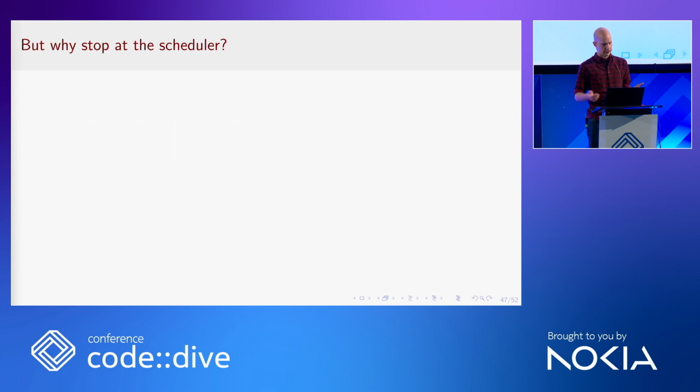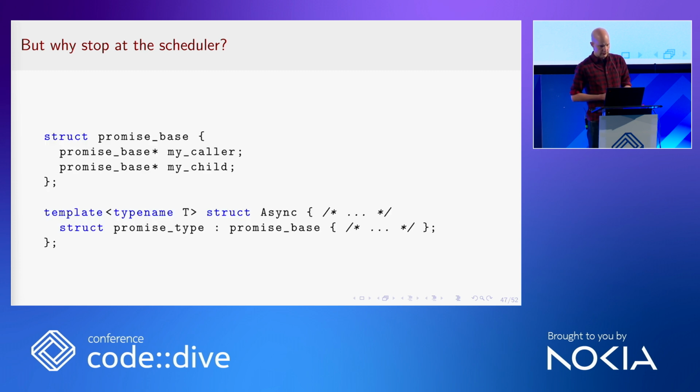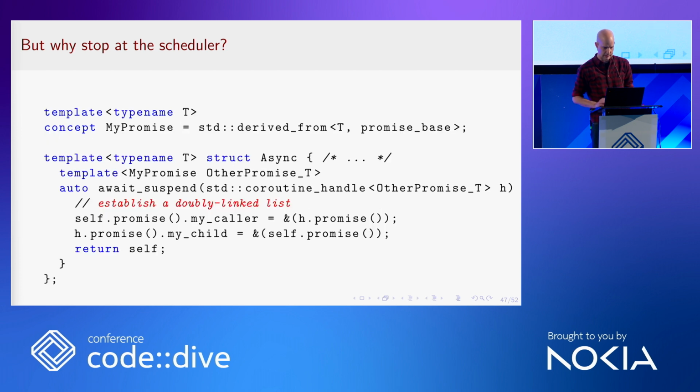And really, at this point, why should we stop at the scheduler here? So let's change this a bit and say, okay, all of our promises now inherit from a common base class. And in this base class, I keep two pointers, one that points outwards to the caller, and another that points to the child. And now in the await suspend function, I just establish the links in both directions.